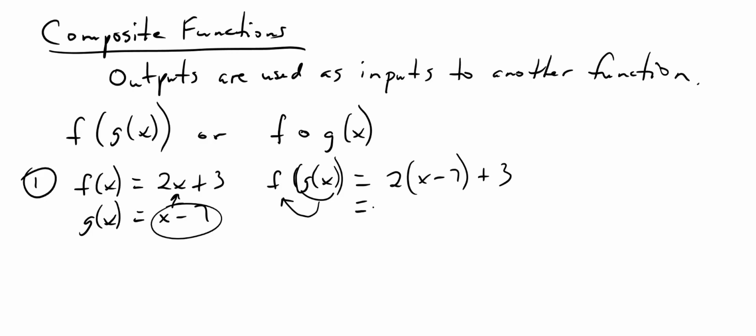And then, guys, you need to simplify it. If you leave it like this, I'm going to take a point off. Okay, so 2x minus 14 plus 3, so that gives you 2x minus 11. So that's f of g of x.